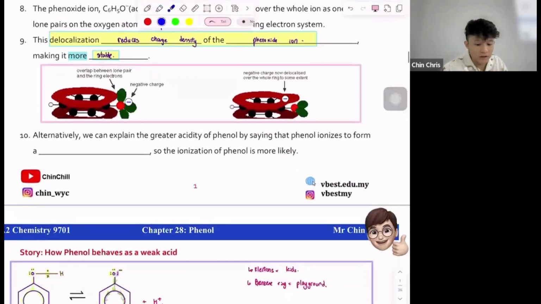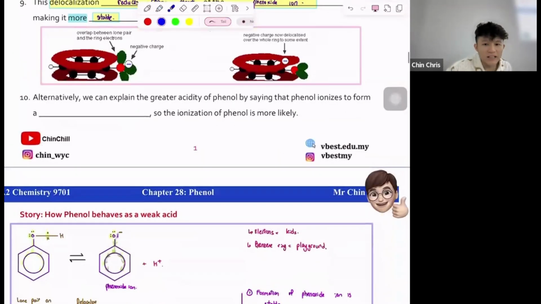In actual fact, this is what your teacher mentioned, the overlap of the orbitals. In the actual orbital, it does look something like that. You see all these lone pairs? They go into the ring, they combine into the ring. That's it. Now, alternatively, we can explain the greater acidity of phenol by saying that phenol ionizes to form a phenoxide ion.